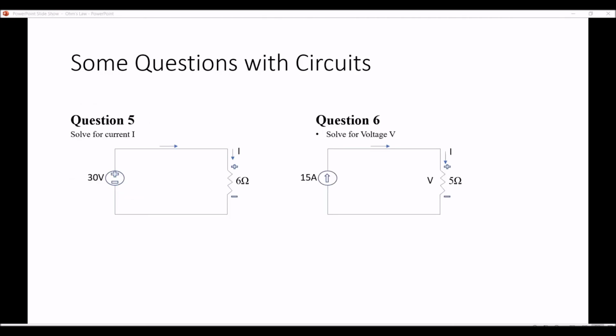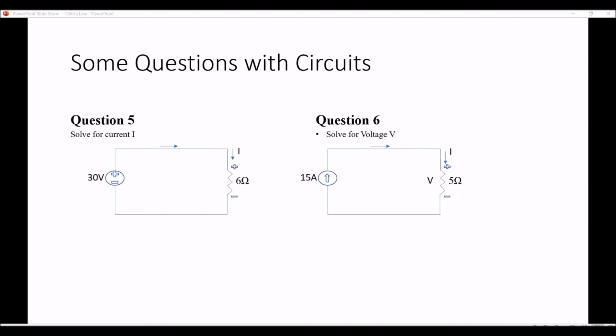Now we'll do some questions with circuits. So this should be question 4 and 5. A little mistake, but yeah. So solve for current I. So we'll start off by writing what we know.